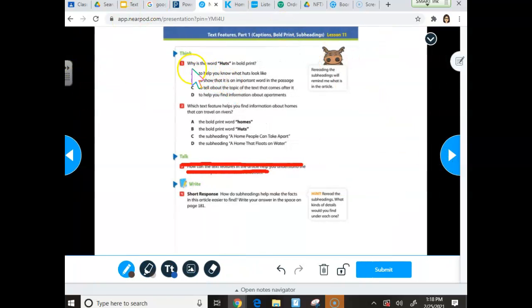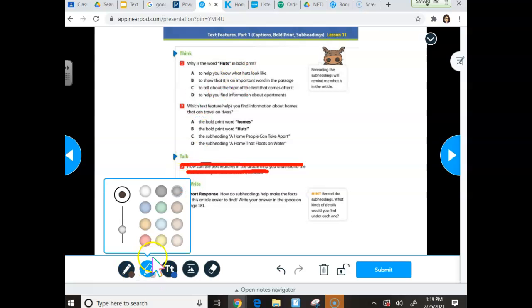All right, number 1. Why is the word huts in bold print? Was it A, to help you know what huts look like? B, to show you that it is an important word in the passage? C, to tell about the topic of the text that comes after it? Or D, to help you find information about apartments? What is the purpose of bold print? To let you know that it is an important word.